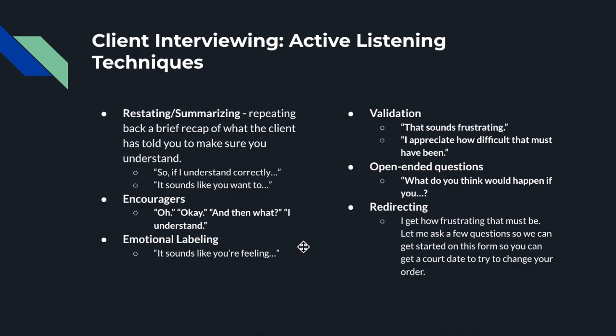Emotional labeling, that I will admit is probably my weakest suit, but it can definitely work for some folks. So that's where you say, it sounds like you're feeling frustrated. That sounds really difficult. Well, I guess that's probably more validation. But emotional labeling is where you say, it sounds like you're feeling frustrated, or it sounds like you're feeling really sad that you can't see your child. It's a way to connect with the client. And hopefully, if you accurately reflect back what emotion they're feeling, it can be a way to help connect with them, make it clear that you are listening and that you get it and that you can hopefully help them.